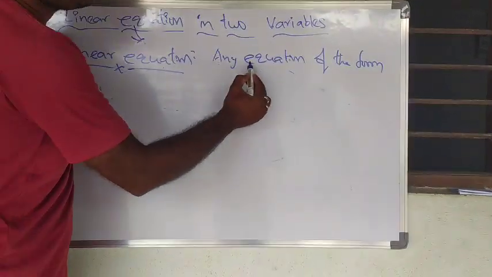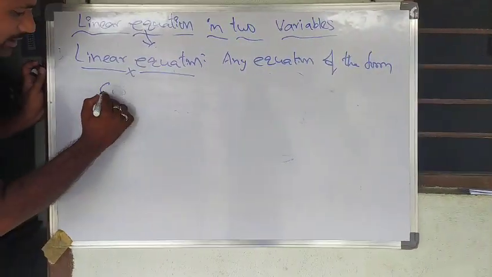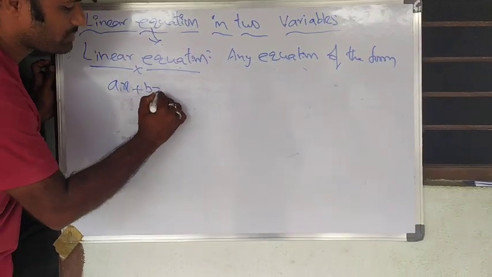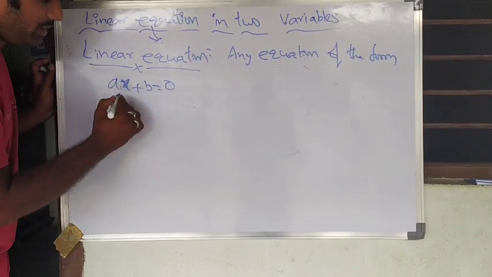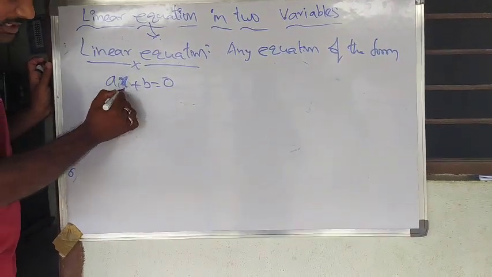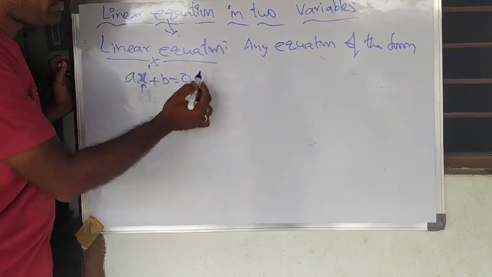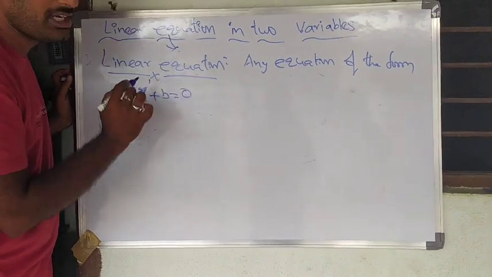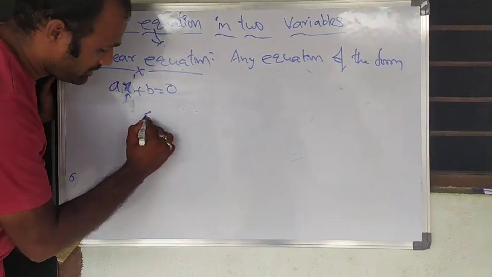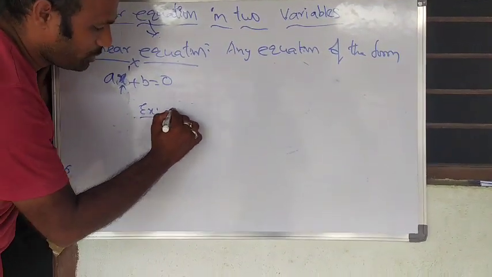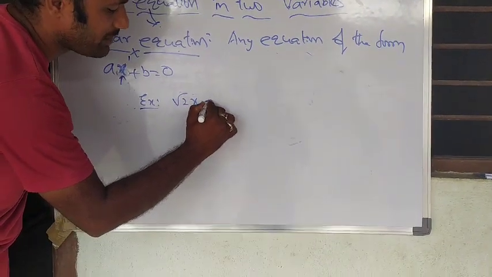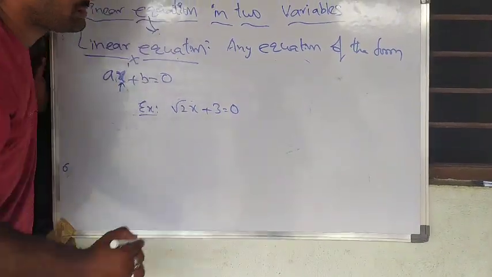Linear equation: any equation of the form ax plus b is equal to 0. Here we can see the variable x has highest degree 1. So any equation of the form ax plus b is equal to 0, we are going to call it a linear equation. Let us take an example: root 2x plus 3 is equal to 0. This is a linear equation.